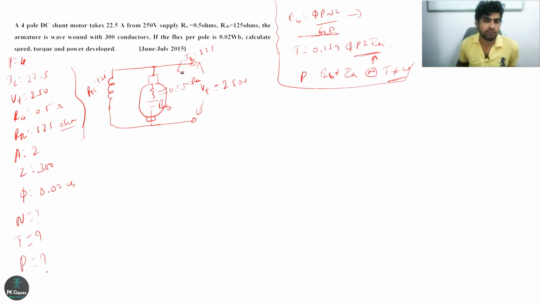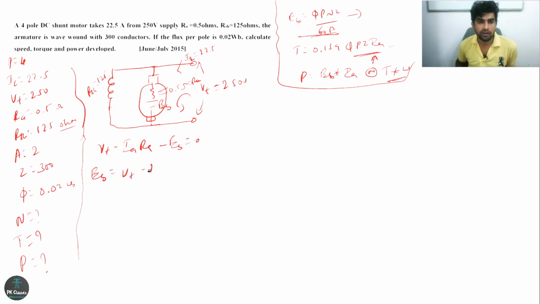How to calculate EB from this data? I'll apply KVL to this loop. VT minus IA RA minus EB is equal to 0. EB is equal to VT minus IA RA. There is no brush contact drop, we can neglect. And IA we don't know. How to calculate IA? I'll apply KCL to this junction. IL, this is ISH. IL is equal to IA plus ISH.